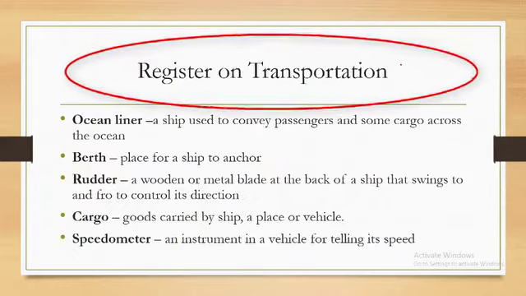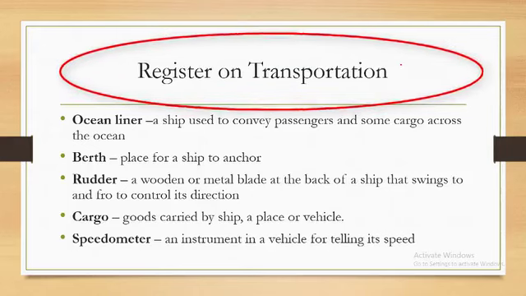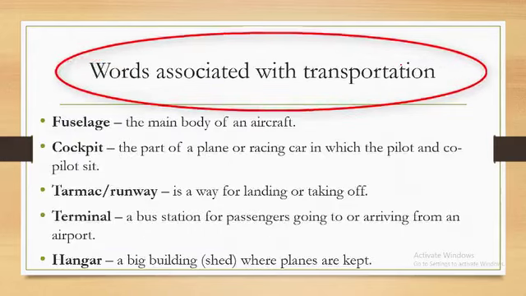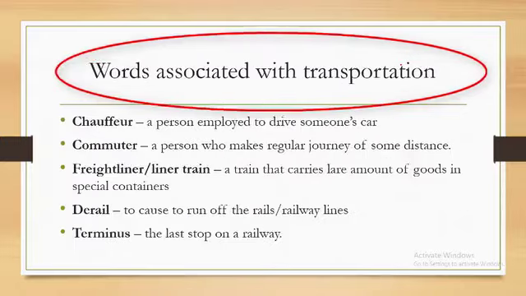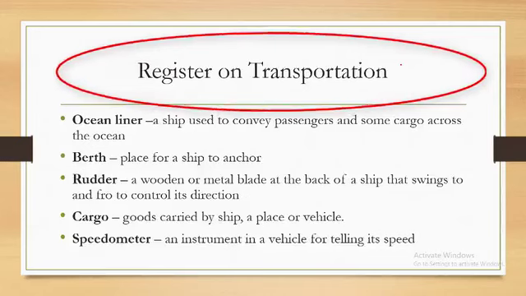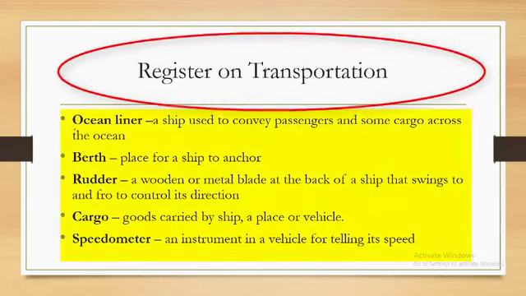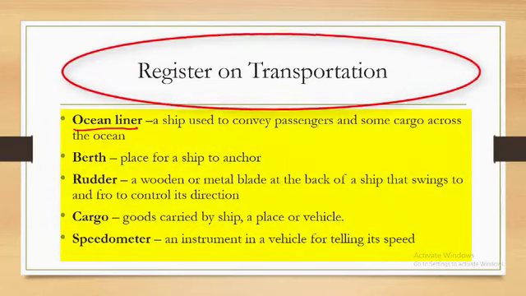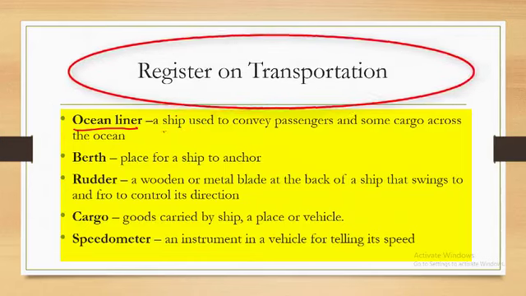So let's quickly move on to the last segment for today, and that is our register on transportation. So we are going to cover different aspects of transportation, not just one aspect of transportation. So we have what we call an ocean liner. An ocean liner is a ship that conveys both passenger and cargo. Both passenger and cargo is an ocean liner.